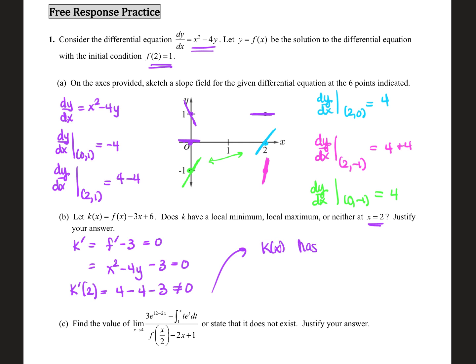Has no critical point at x equals 2. So therefore, x equals 2 is not a relative max or min.